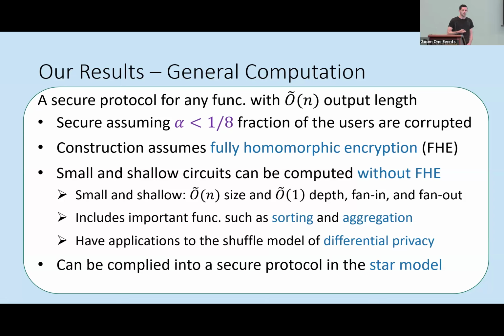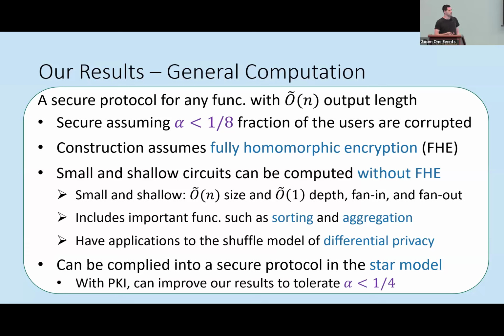And finally, like I mentioned before, we can show that any secure protocol in this model can be transformed into a secure protocol in the star model, assuming PKI. And interestingly, we also show that assuming PKI, we can increase the constant alpha that we can tolerate. So now we can tolerate strictly less than 1/4 rather than 1/8. Very roughly speaking, this is because without PKI, the server can still remove some of the users and replace them with malicious ones, and in our protocol, this sort of doubles the number of malicious users that he can work with.